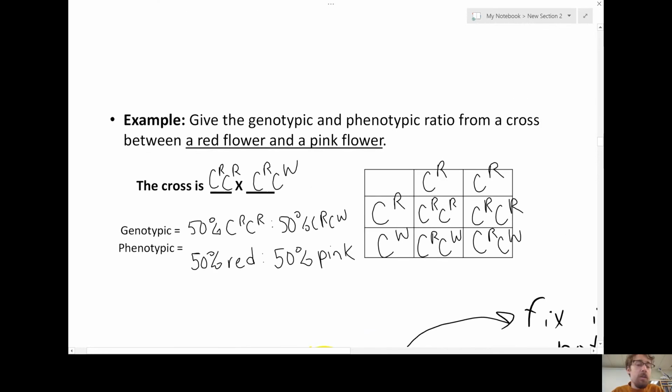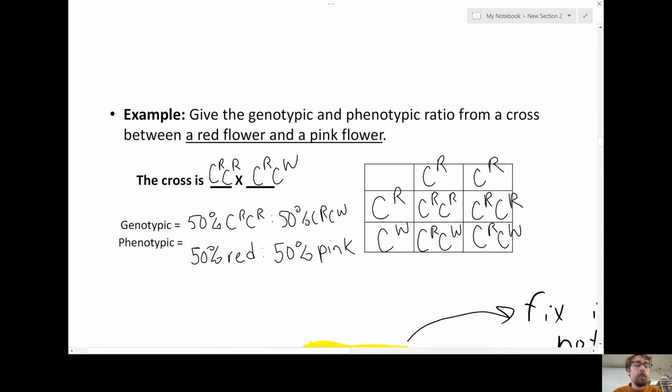Again, we've got another example. So this time we're crossing a red flower and a pink flower. Going to end up with some different ratios than with the two pink flowers. So we're crossing a C^R C^R and a C^R C^W. Half of them will be red. Half of them will be pink.